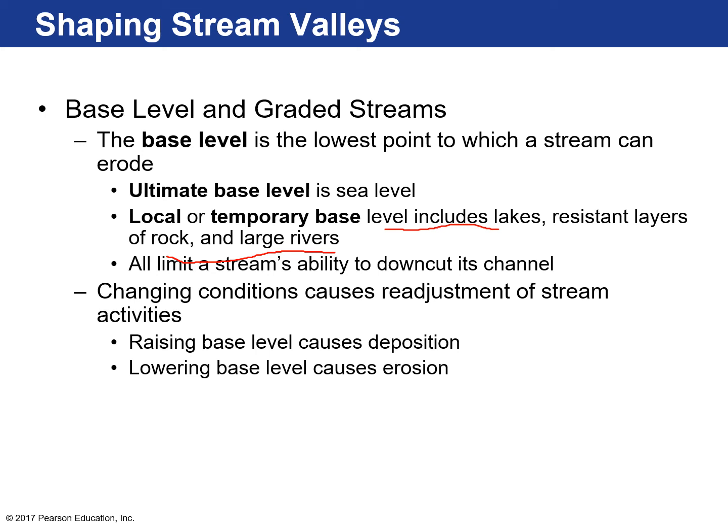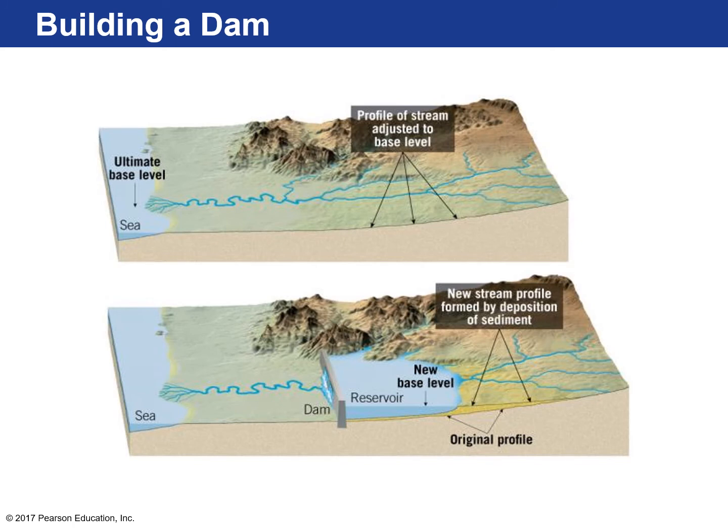And when there are changing conditions, that adjusts the stream's behavior. So you can raise the base level, that causes deposition, or if you lower the base level, that causes erosion. So let's take an example here. Here's a river. This is the ultimate base level. When you're close to the base level, the river will be more like an alluvial channel, meandering back and forth.